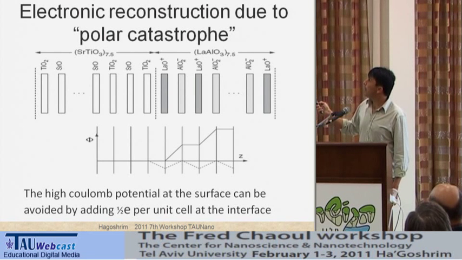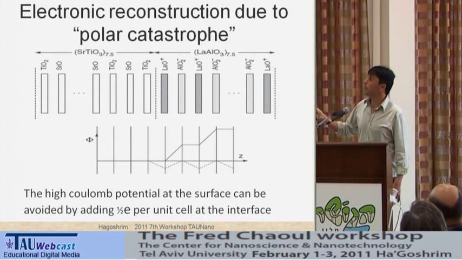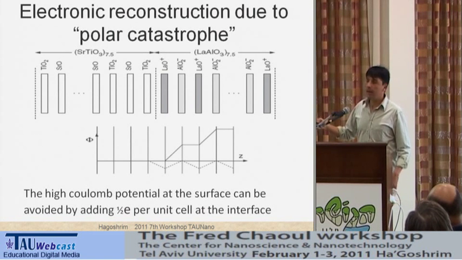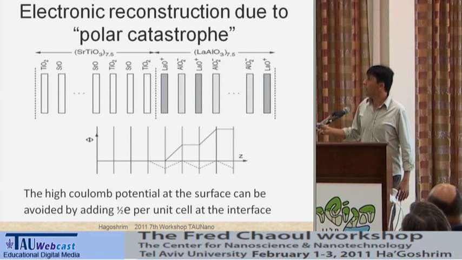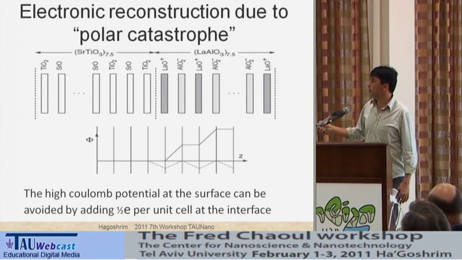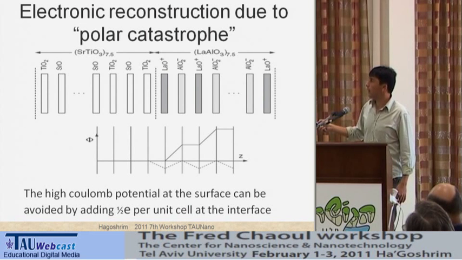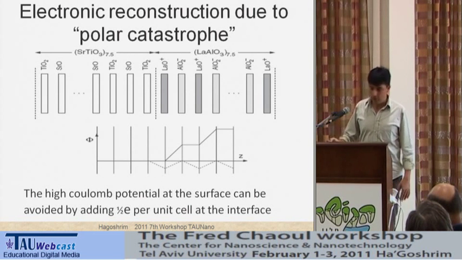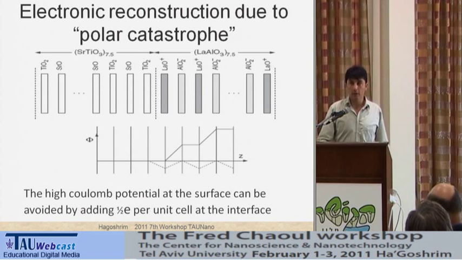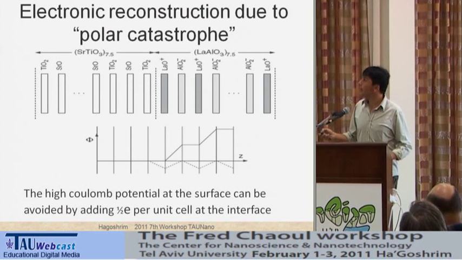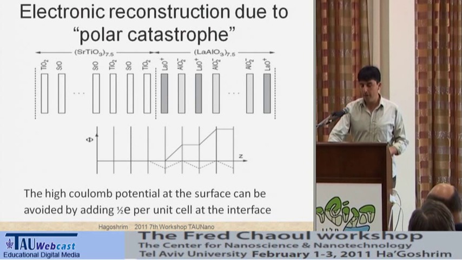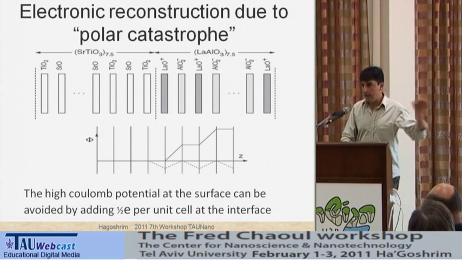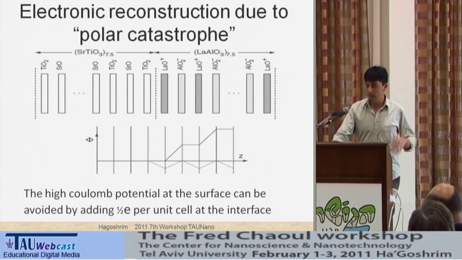So if half an electron per unit cell moves from this point to that point, then this electrical potential catastrophe relaxes, and you have this picture. Now the electrical potential just oscillates, and the energy is not diverging. So this is a schematic picture of this polar catastrophe. If you have this picture in mind, you can imagine the reason why electrons would move to the interface.